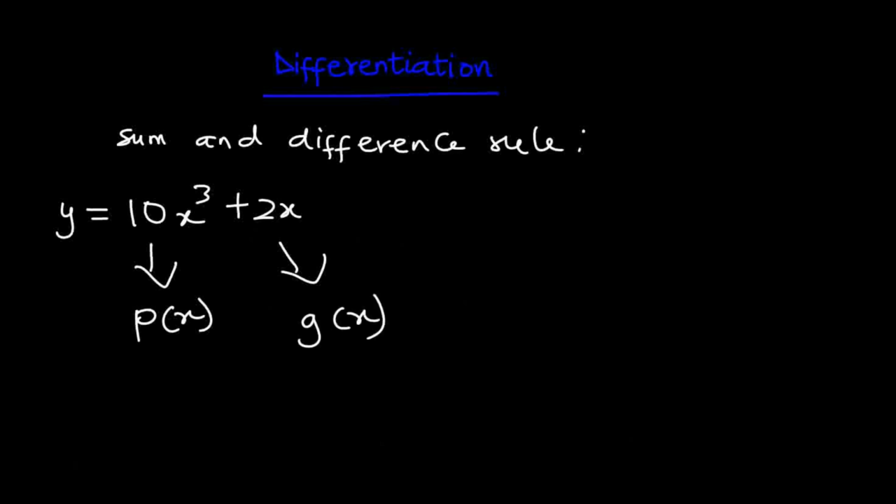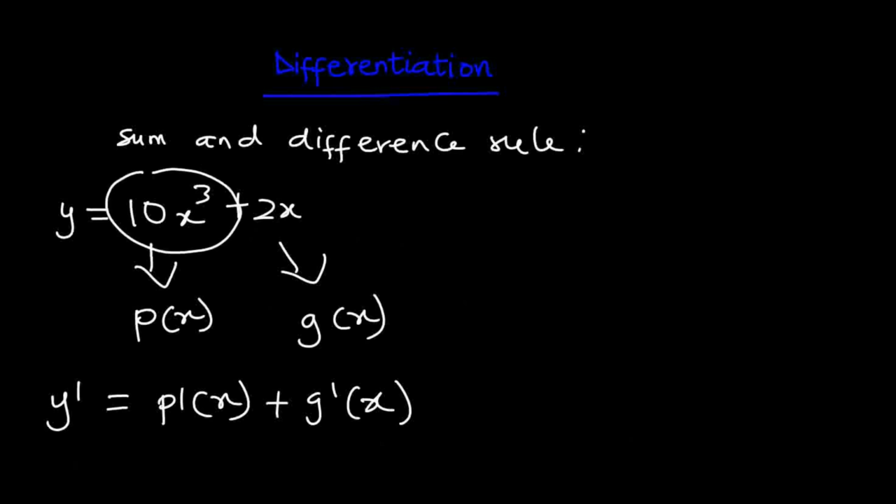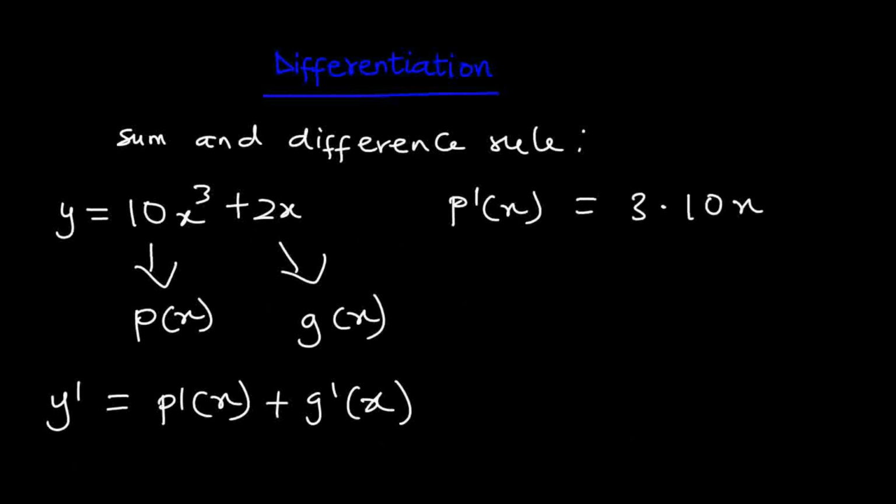So therefore, we know that the derivative of this function, y prime, will be equal to the first derivative of the first function plus the first derivative of the second function. Now let's take the derivative of this function here. So p prime of x will be equal to 3 multiplied with 10 x to the power of 3 minus 1, and that will be equal to 30x to the power of 2.